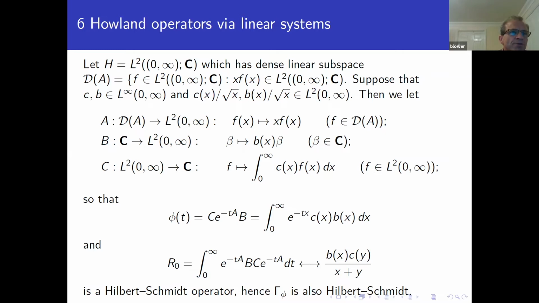And when you form the scattering function, you find that all you're doing is basically calculating the Laplace transform of the product C of x times B of x. So that's a fairly natural thing to do. And the corresponding Howland operator is what we were discussing a moment ago, namely B of x times C of y over x plus y. Now, under the conditions stated at the top, namely that C of x over root x and B of x over root x are L2, then this operator R0 is Hilbert-Schmidt, and one can show that the corresponding Hankel operator gamma phi is also Hilbert-Schmidt.